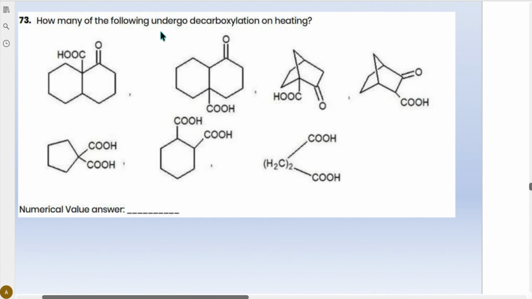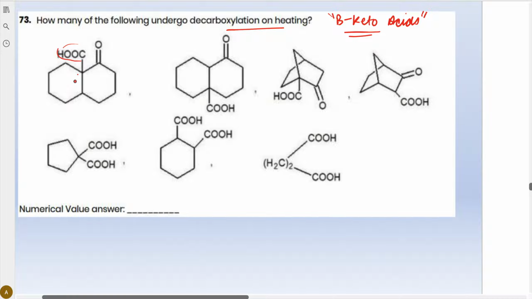Next question: how many of the following undergo decarboxylation on heating? Always remember, check for beta keto acids, and some exceptions are there also. For this carboxylic acid, this is the alpha position, this is the beta position, and at beta you have a ketone. So this one will do decarboxylation, CO2 will go from here. This one, check: this is carboxylic acid, this is alpha, this is beta position, and at beta no CO is there, so this one will not undergo.